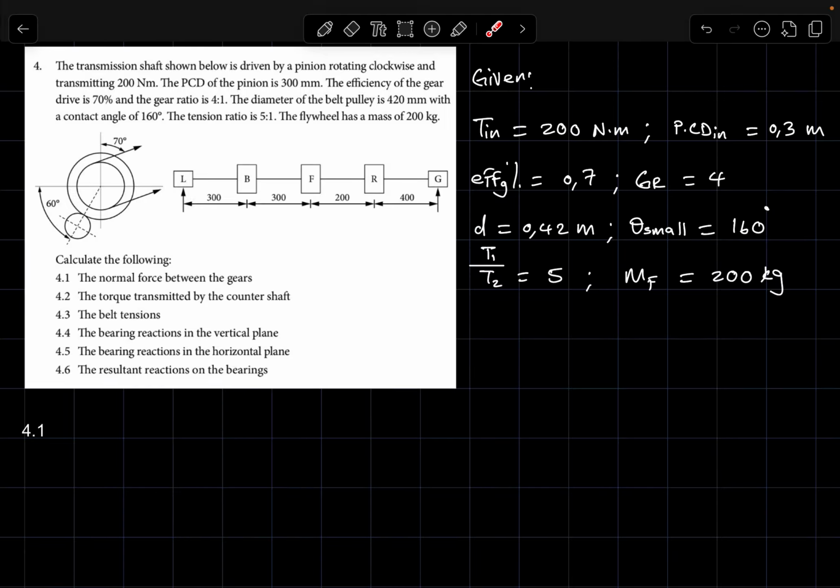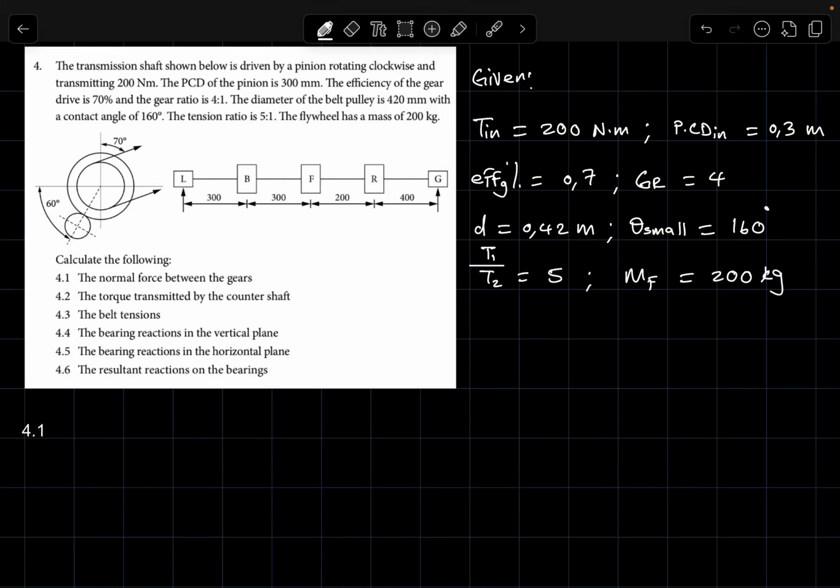So we'll only consider the weight when calculating the reactions at the bearings in the vertical plane. But when looking at the reactions at the bearings on the horizontal plane, because there's no component of the weight that is parallel with the horizontal plane, there won't be a force to include as far as the flywheel.